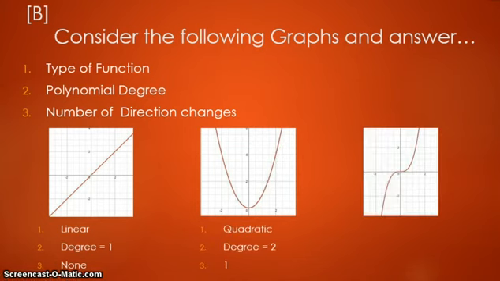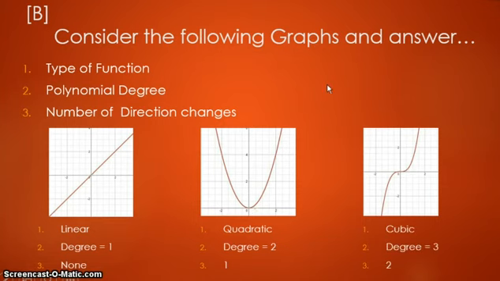If we look at the last function, this is a cubic function. So the degree we know has to be 3, the leading term's variable is to the third power. And then we know the direction changes, there are going to be 2. As it approaches here, it kind of flat lines at the origin, and then changes direction again. So the direction changes before it reaches the origin and after the origin, not at the origin like the quadratic does. There are two direction changes.